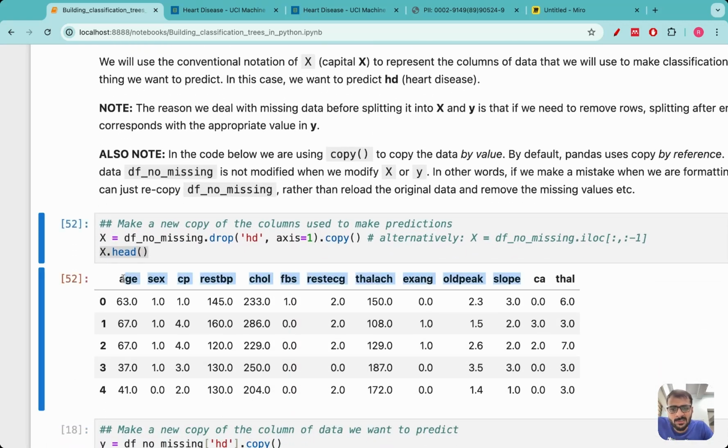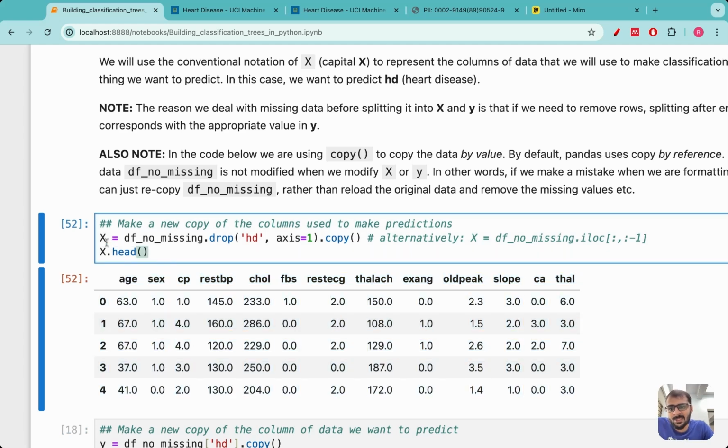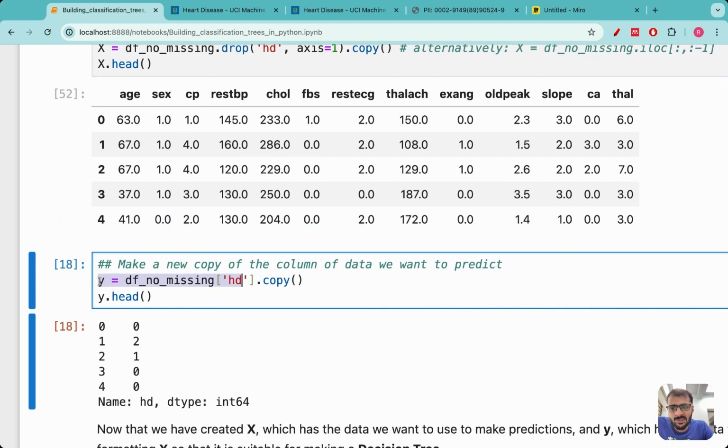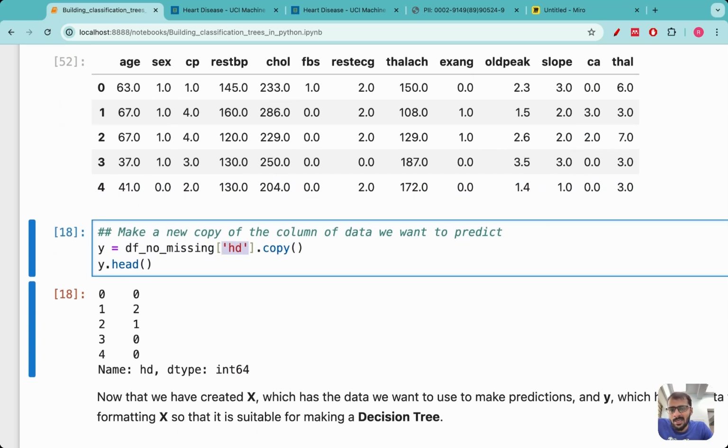So there are 13 of these variables over here, which is now my x data. Similarly, for the y data, what I'm going to do is just look at one column which is named HD. That is my y data. And this is the column where the person either has a heart disease or they do not have a heart disease.